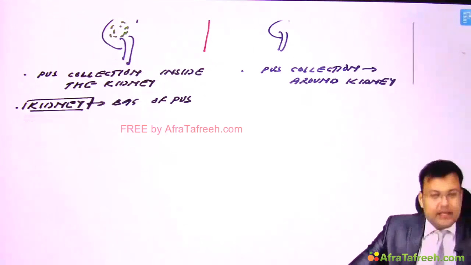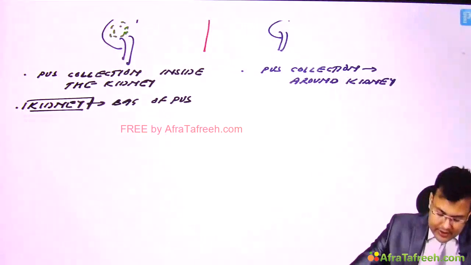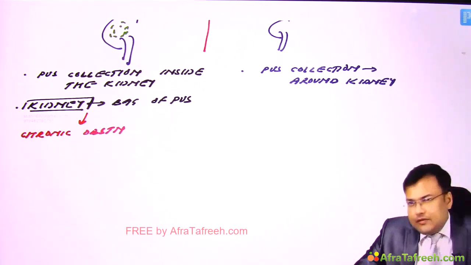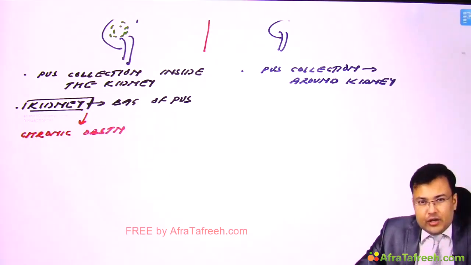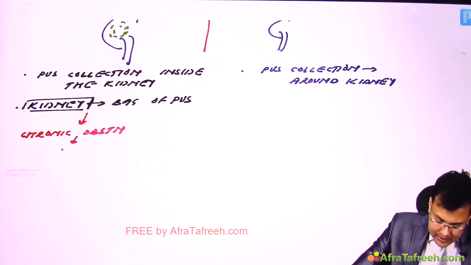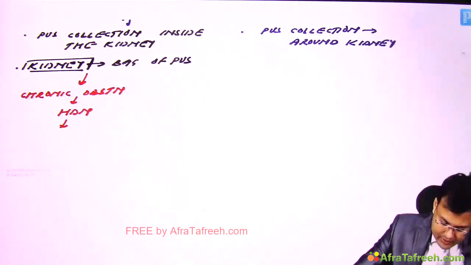Right? Now it is very easy to understand. See, in pyonephrosis we discussed that generally there is chronic obstruction. What is the cause of obstruction generally in kidney or ureter? Generally it's the stone. So because of stone there is chronic obstruction. Because of that there is hydronephrosis and there is infection. So what happens? There is pus collection.